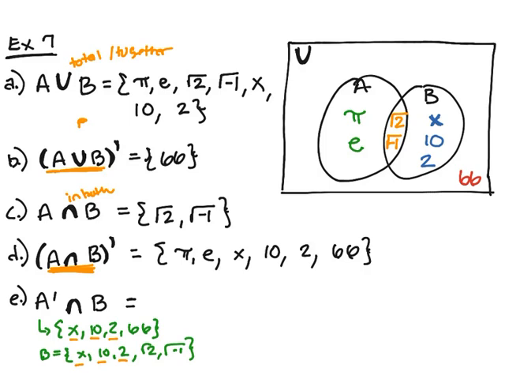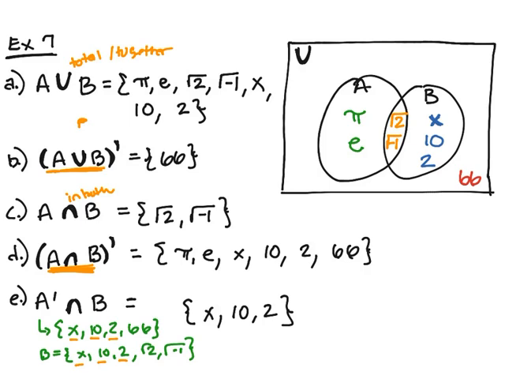Right? What A and B have in common? Complement A. Complement. Yeah. Y'all not saying nothing. So the answer is X, 10 and 2. Wouldn't it be what they have in common?